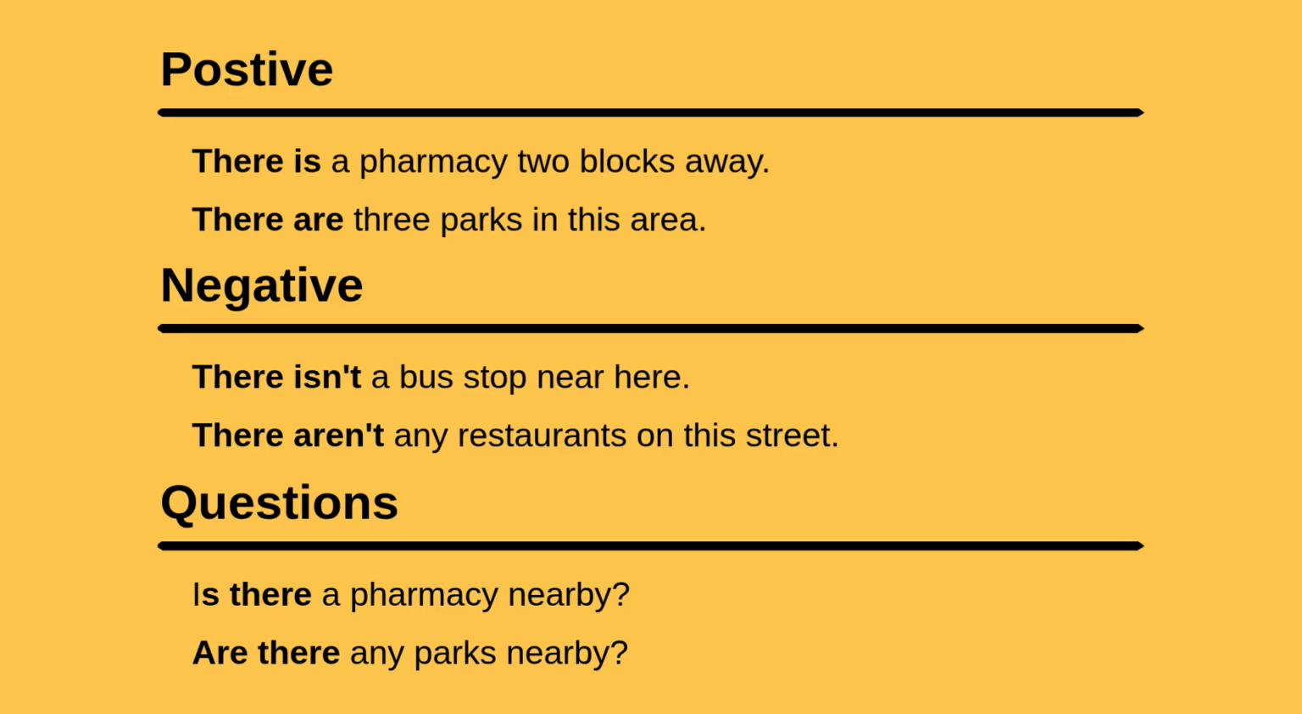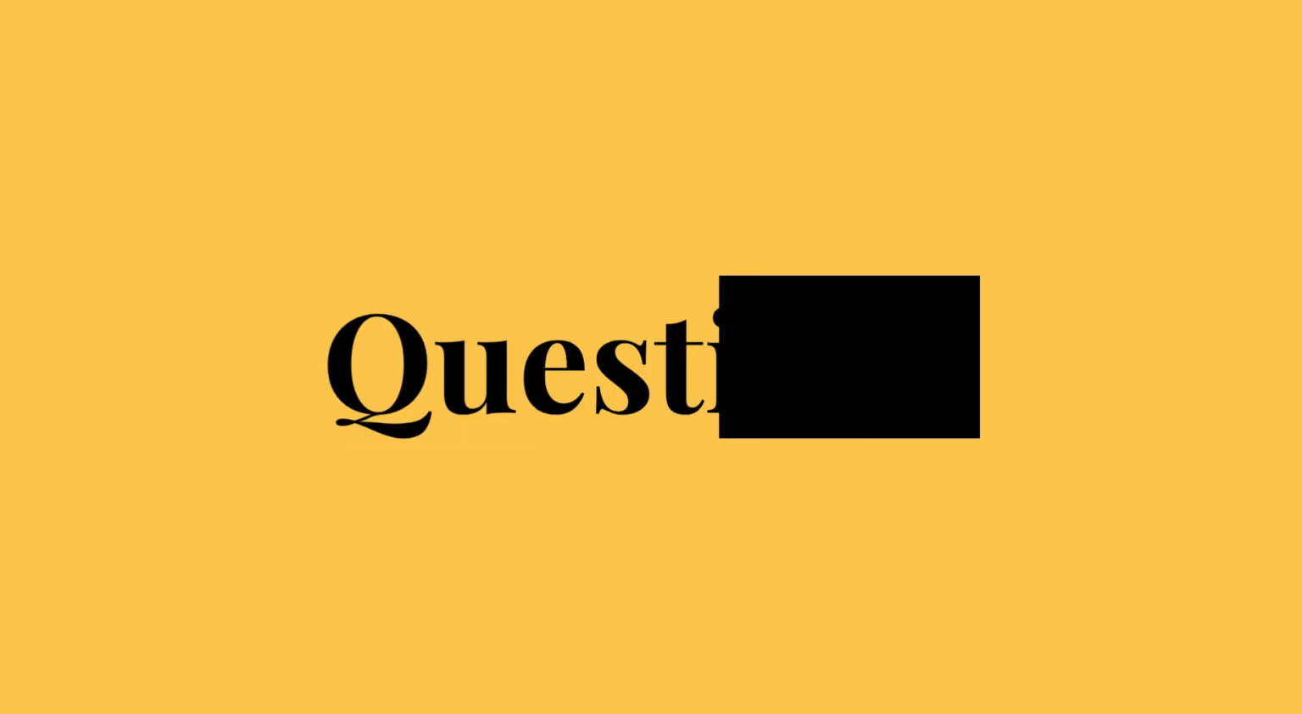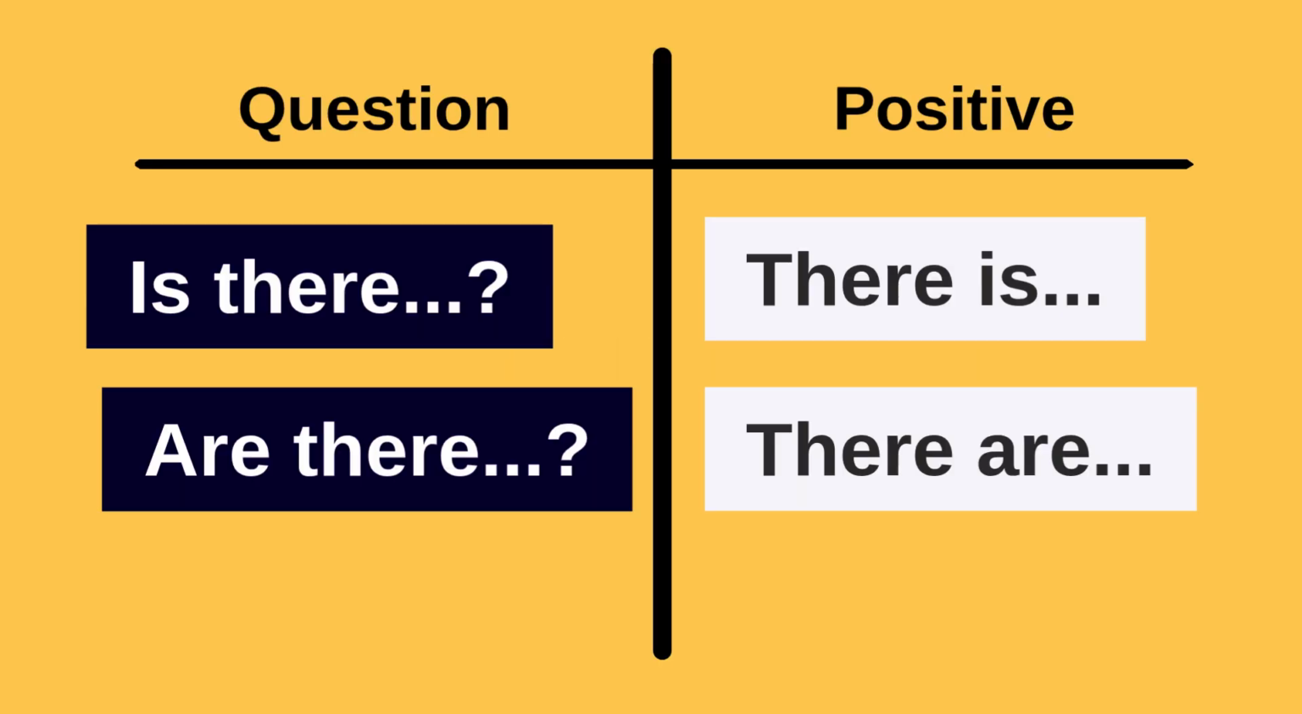Questions. Is there a pharmacy nearby? Asking about one thing. Are there any parks nearby? Asking about more than one. The pattern for questions is simple. Just flip the order. Is there and are there go at the beginning.